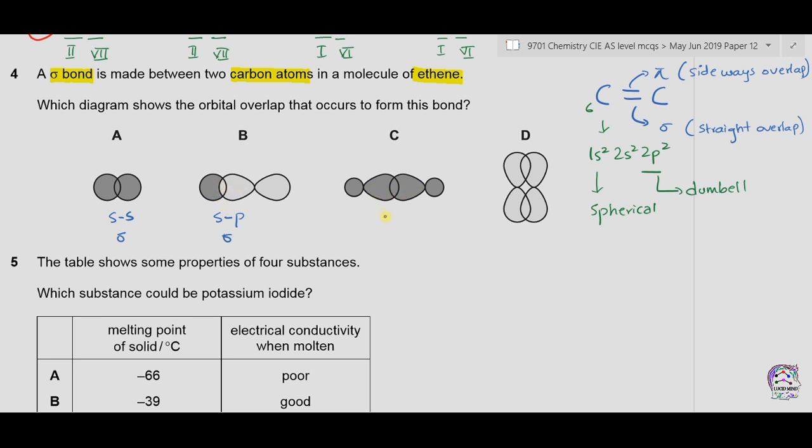In C we have 2 p orbitals. They are overlapping straight, so therefore this is making a sigma bond. In D we have sideways overlap of orbitals, so therefore this shows the formation of a pi bond. As in the ethene molecule both carbon atoms must have p orbitals involved, therefore C is the correct option.